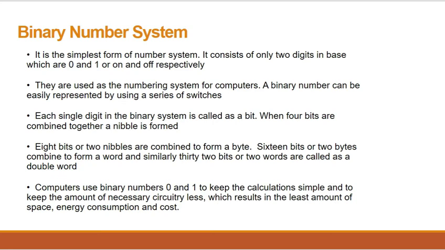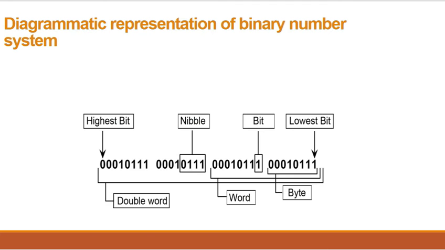Now computers use binary numbers 0 and 1 to keep the calculation simple and to keep the amount of unnecessary circuitry less, which results in the least amount of space, energy consumption and cost. Hence, everything that is being done in a computer system is done using the binary number system, and a computer understands only the binary language.